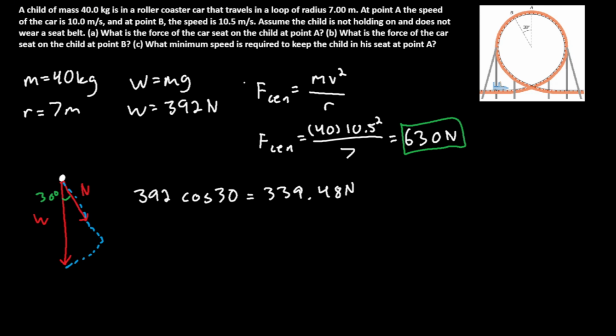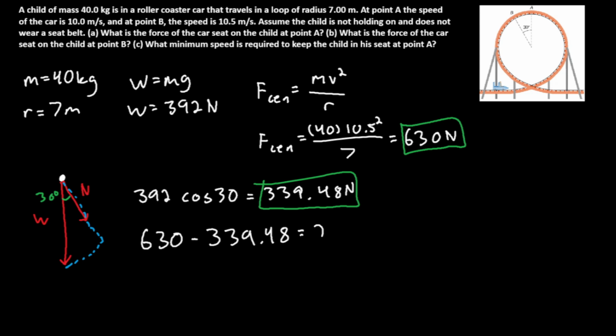Well, once you found this, you can solve for your normal force. And your normal force, again, is just the difference between the centripetal force and the component of the weight force that contributes to your centripetal force. So centripetal force subtracted by your radial component of the weight force. And that should equal, typing in my calculator, 339.48 minus 290.52 newtons. So this right here is equal to the normal force.